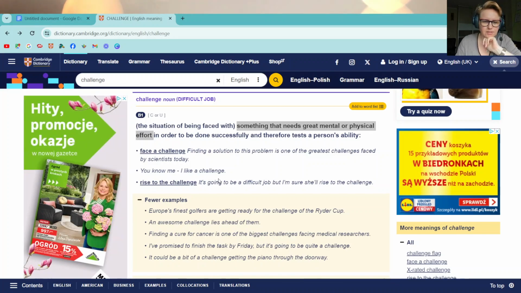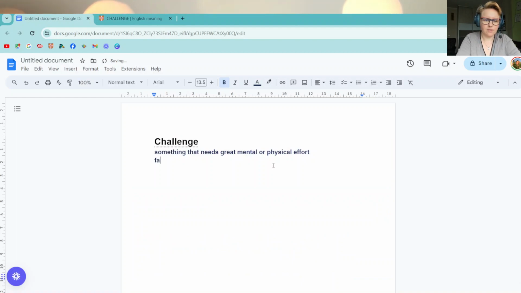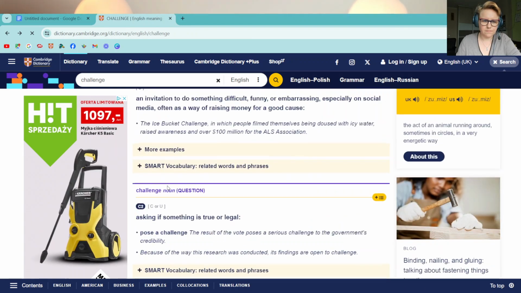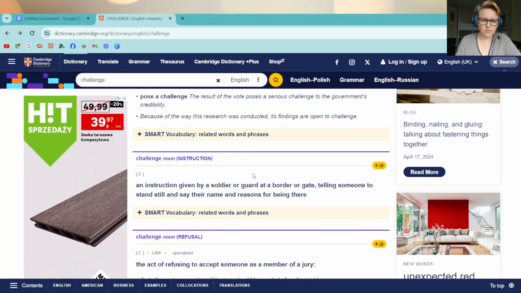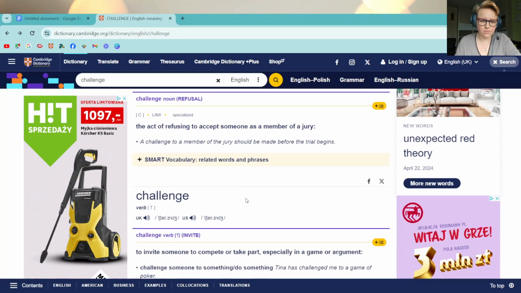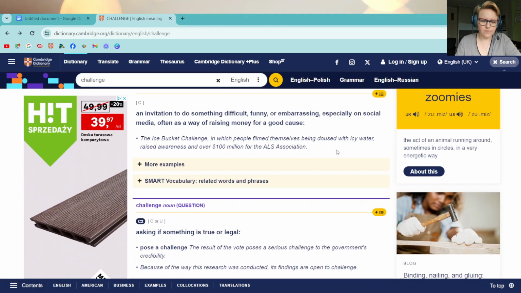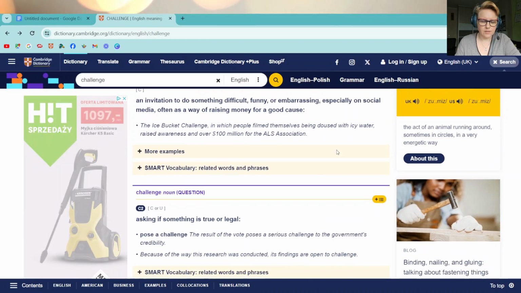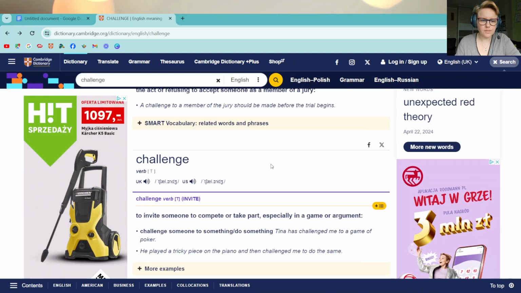Okay, face a challenge. There you can see you can face a challenge, take a challenge, rise to the challenge. Let's maybe face a challenge. Take a challenge. Okay, it wasn't there, but you can take the challenge. Okay, asking if something is true or legal. Okay, that's another meaning. Yes, you can challenge somebody's opinion, or a challenge to a member of the jury should be made before the trial begins. Yeah, so some kind of maybe not denial, but you're waiting for a proof that somebody is right. Yes.